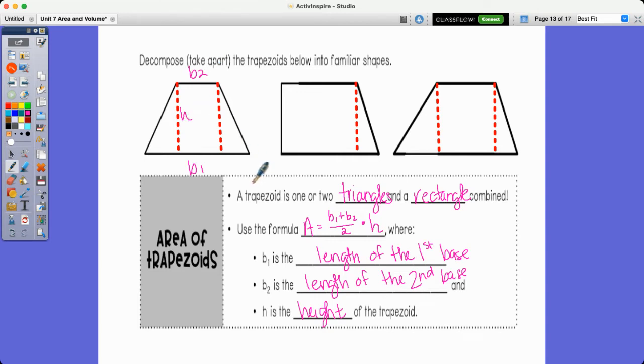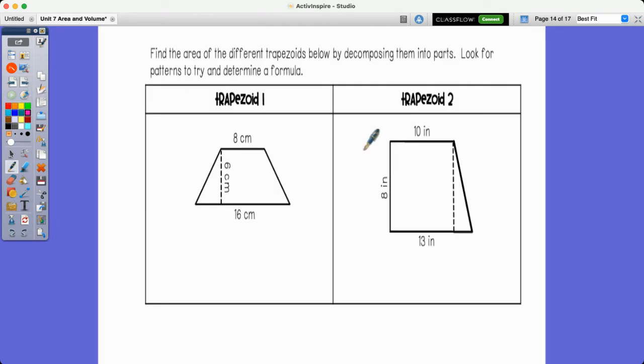The reason we add those together is because I need to figure out these pieces right here and here. If I don't add these bases together and then divide by 2, because I have two bases, then my base is going to be incorrect, because basically we're taking the average of the bases. Okay, so we're going to start by finding the area of different trapezoids by decomposing them into parts.